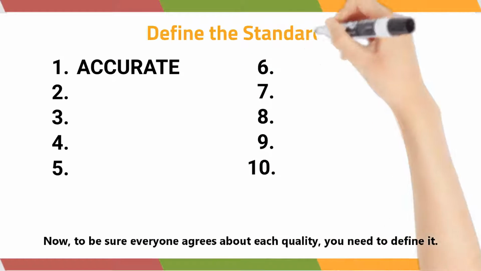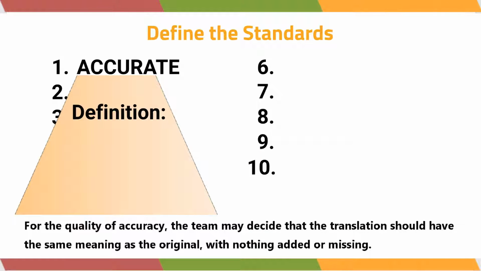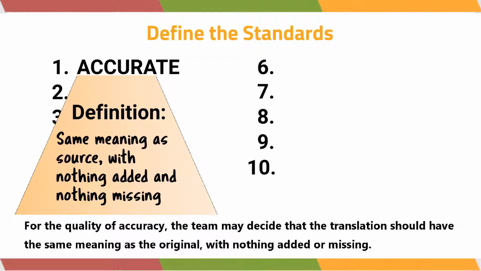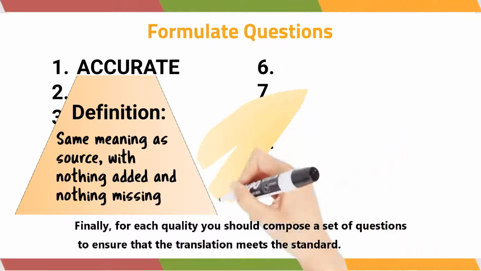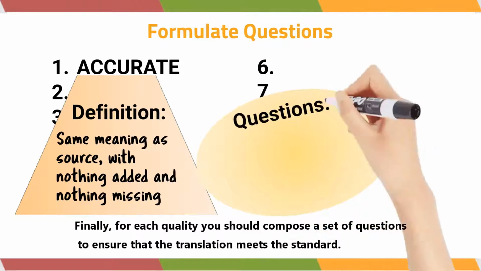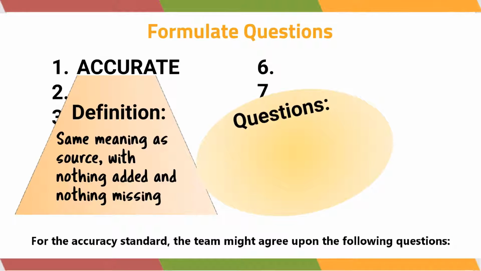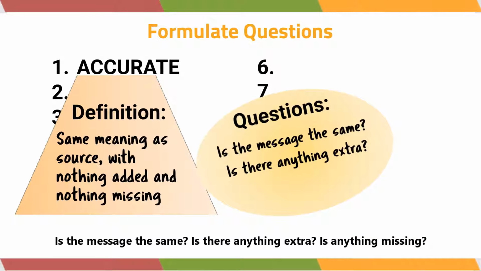Now, to be sure everyone agrees about each quality, you need to define it. For the quality of accuracy, the team may decide that the translation should have the same meaning as the original, with nothing added or missing. Finally, for each quality, you should compose a set of questions to ensure that the translation meets the standard. For the accuracy standard, the team might agree upon the following questions. Is the message the same? Is there anything extra? Is anything missing?